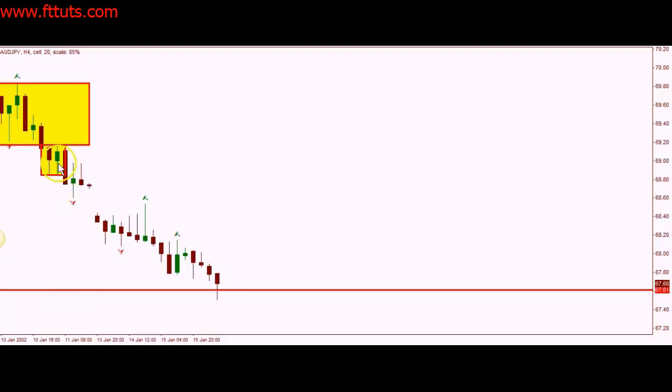Your aggressive stop loss is going to be at the box, at the bottom of the box or the top of the box, depending on the direction you're trading. But your conservative stop loss will be on the candle that violates the box. All right, so that's what we're looking at when I'm talking about inside out trading.